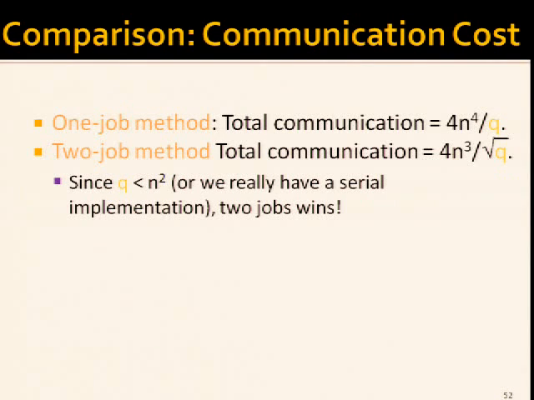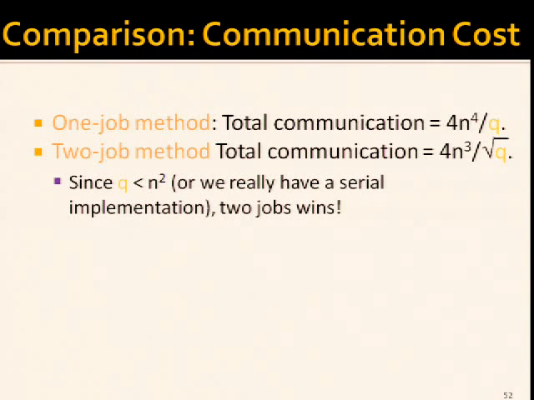Well, it turns out that for the one-job method, remember, the replication rate is 2n squared over q. There are 2n squared inputs, so to get the total communication, I multiply the replication rate by 2n squared. I get 4n to the fourth over q. Now, I'm not showing you this, but for the two-job method, the total communication of the two jobs is 4n cubed over square root of q.